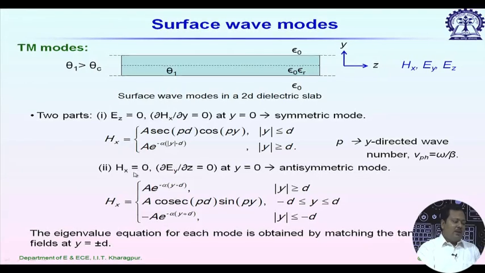And for the antisymmetric mode, the Hx component is 0 at y equal to 0. So, y equal to 0 means this dotted plane, or the zx plane. On this plane for the antisymmetric mode Hx equal to 0, and not only that, the variation of Ey with respect to z is also equal to 0, and in that case Hx above and below the dielectric decreases exponentially, and inside the dielectric we have a sinusoidal variation with y.